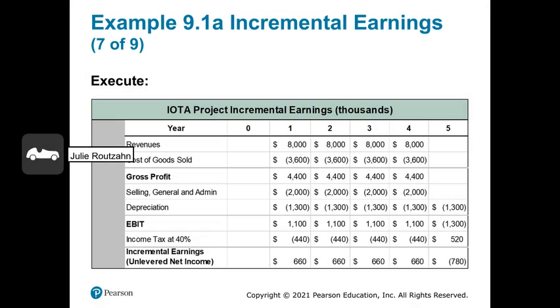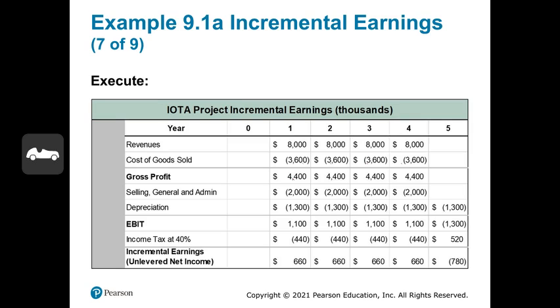They're lopping off the last 3 zeros, so they're putting everything here in terms of thousands. I would recommend that you do that also. It makes the numbers a lot easier to work with. So $8 million in revenue each of the 4 years. Then we have the cost of goods sold at $90 per unit to get the 3,600. So we have gross profit, when we subtract revenue minus cost of goods sold, of 4,400.